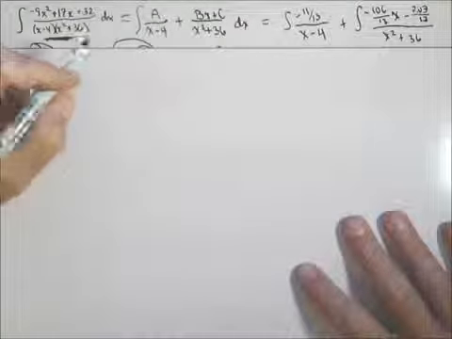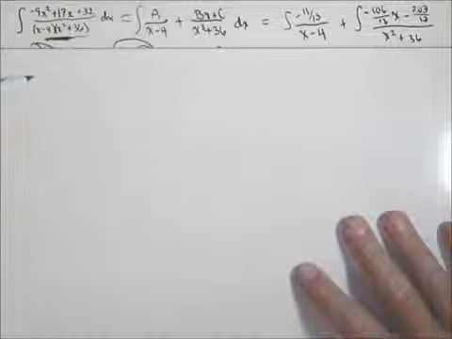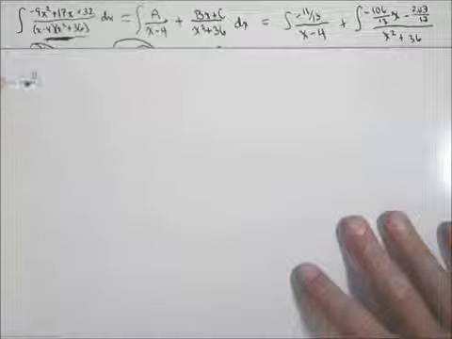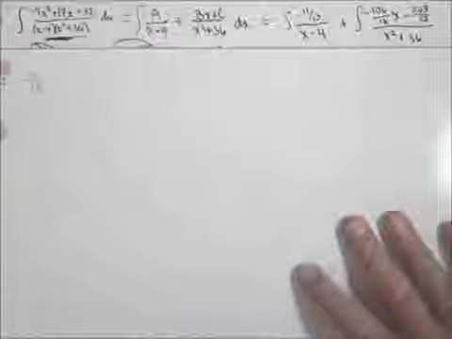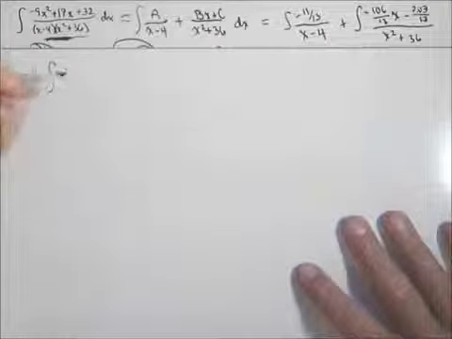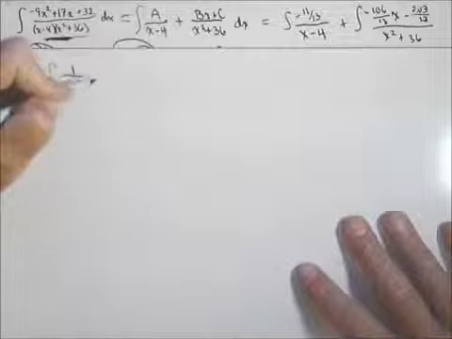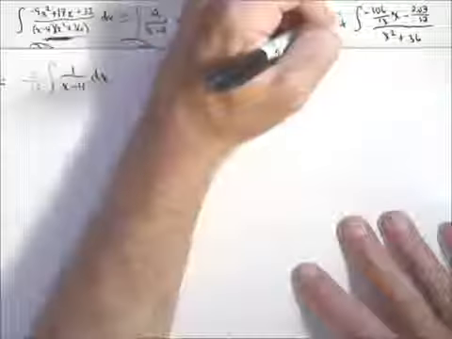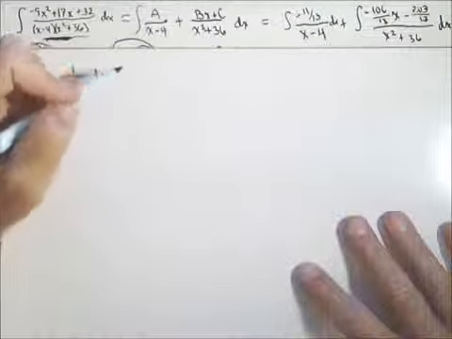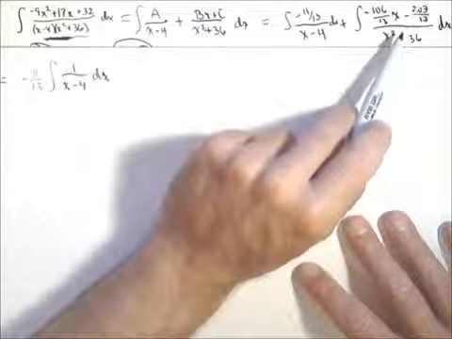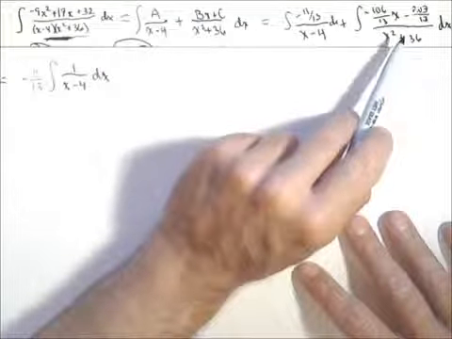So what do we have? And I'm going to pull out the constants to make it a little bit easier. So negative 11 over 13 times the integral of 1 over x minus 4 dx. And we are missing dx's here. Now, what I'm going to do in this second integral is split it up into two integrals to make it easier to deal with.